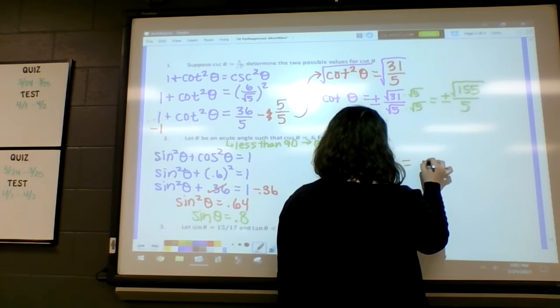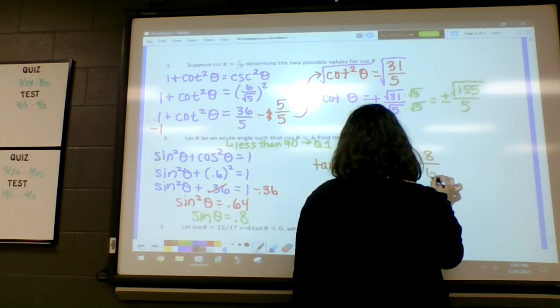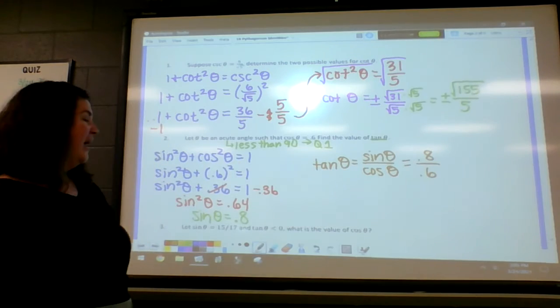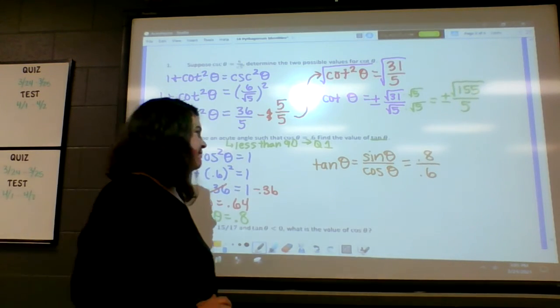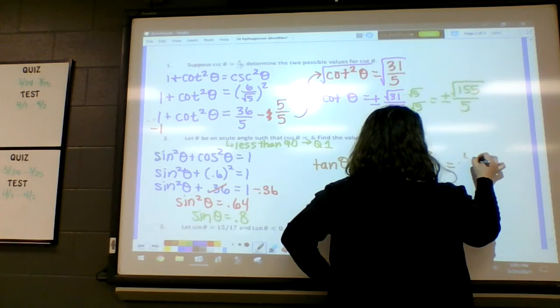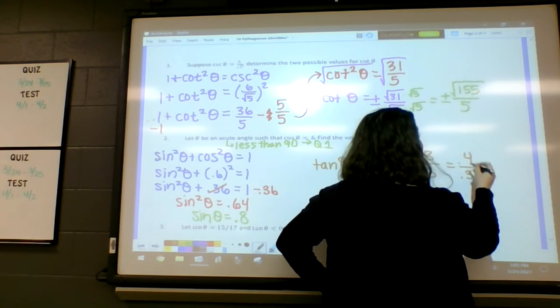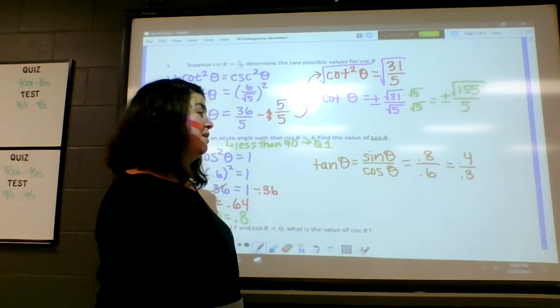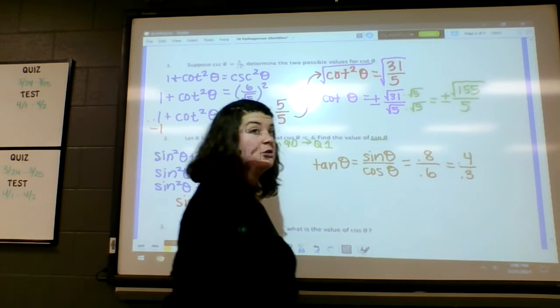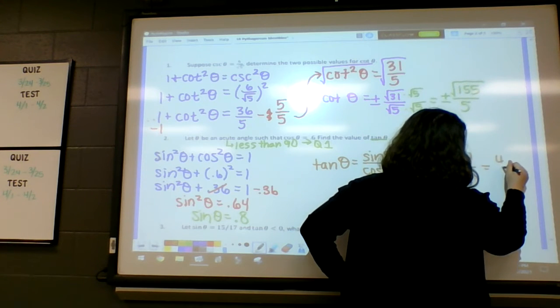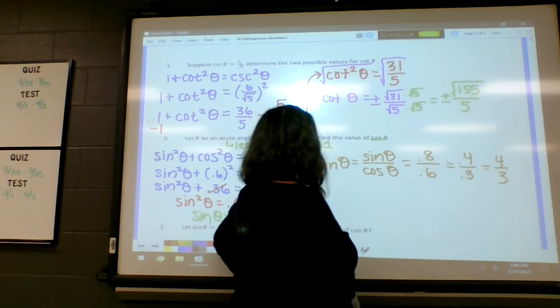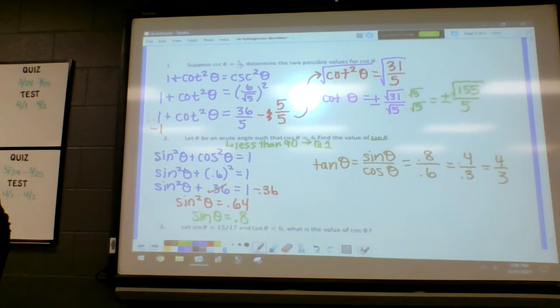Sine is 0.8. Cosine is 0.6. And we actually can do some simplification here. How does 0.8 over 0.6 simplify? 0.4 over 0.3, right? And then technically it would just be 4 over 3, yeah. You could multiply them both by 10 and get them out of the decimals, and so that would be 4 over 3. So your tangent is 4/3.